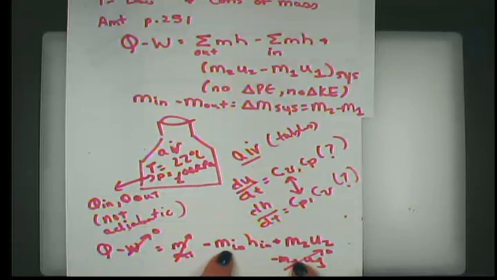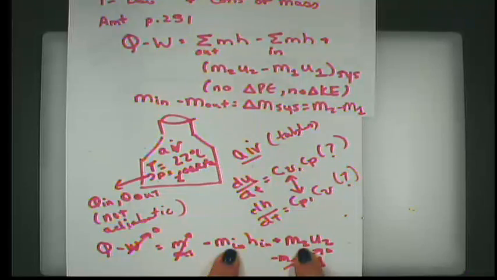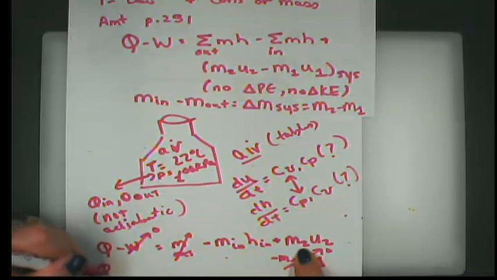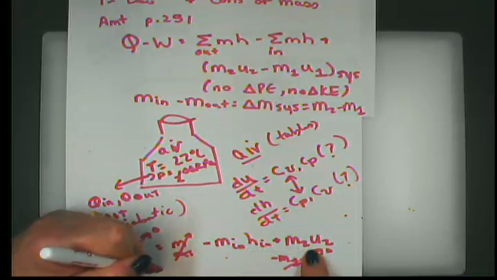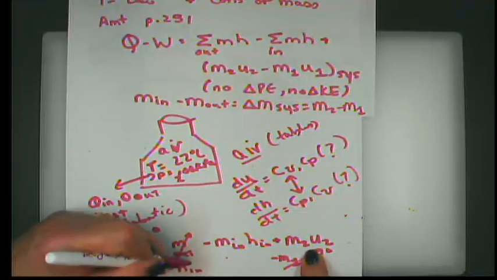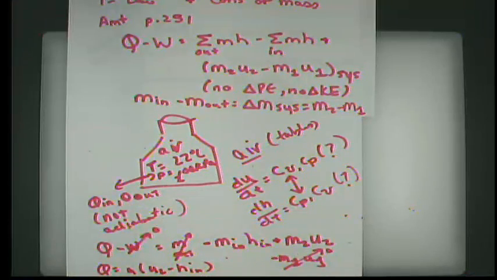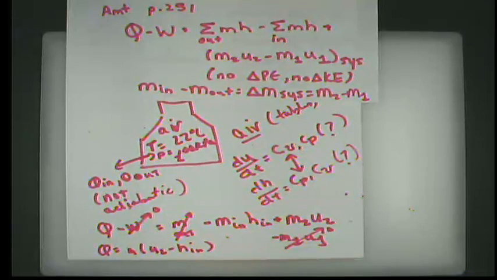The other thing you might realize is that the mass at time 2 is equal to the mass that comes in, isn't it? So you could actually factor that out, and that would just be U2 minus H in. And so you may get some more simplifying factors out of that equation. All right, do you guys have any questions?